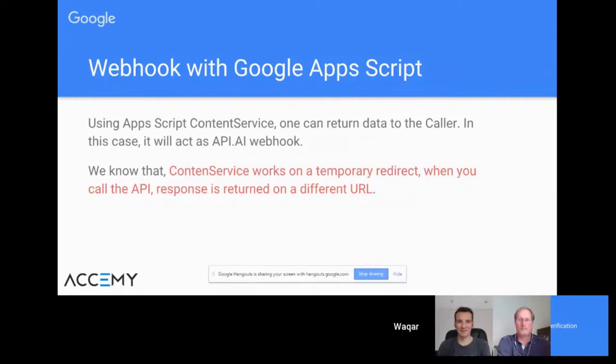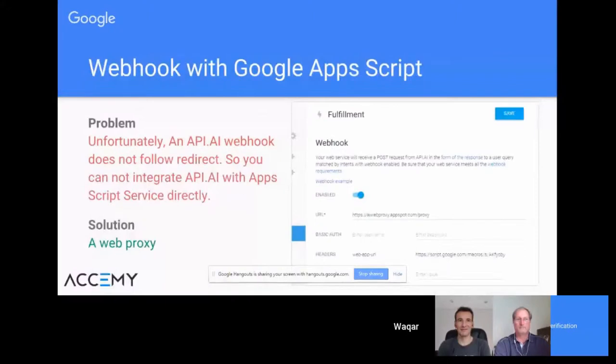With the Apps Script Content Service, we can turn the Apps Script web app into a web service. So when someone calls this web service, the web service returns data to the caller based on the request. And also we know that the Content Service works on a temporary redirect. Whenever you request some data from the Apps Script web service, which uses Content Service, it will automatically redirect to a googleusercontent.com URL, a temporary URL, which is a different URL than the API URL. So the problem is that the API.AI webhook does not follow the redirect. So you cannot integrate API.AI with an Apps Script service directly.